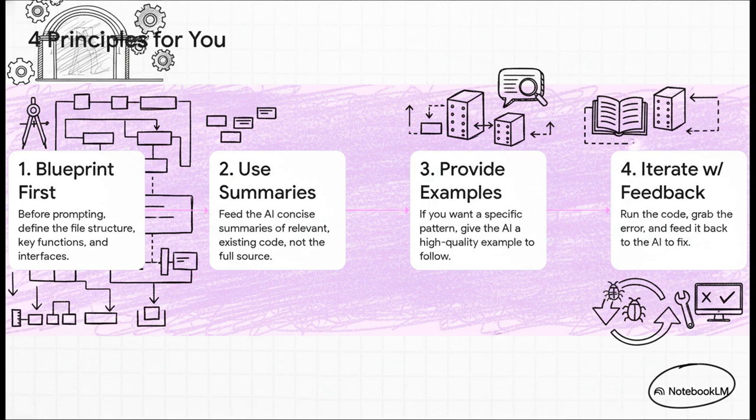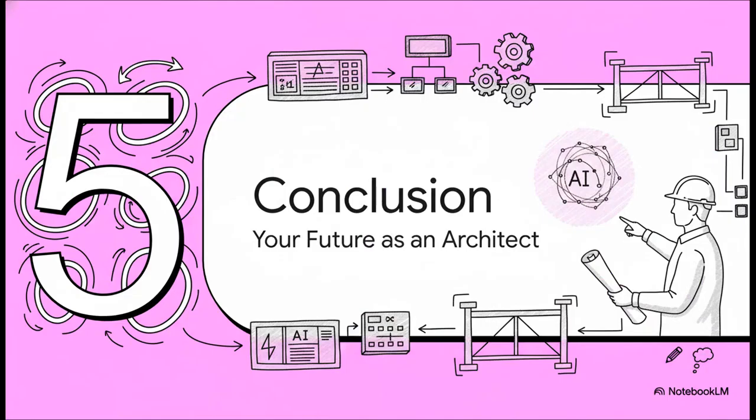And 4, iterate with feedback. Stop treating the AI like an oracle. Treat it like a junior dev. Take its code, run it, and when it breaks, copy the error message and tell it to fix its own bug. See, when you start working this way, your role naturally begins to shift. You'll find yourself spending way less time writing boilerplate code and way more time designing the system, creating those blueprints, and managing the overall structure. You become the architect, guiding a very, very fast AI builder.